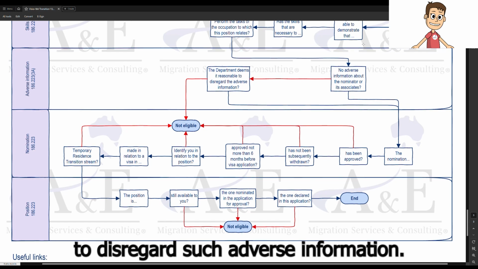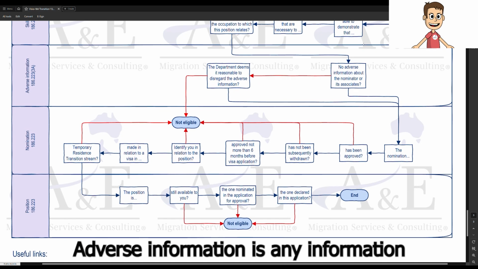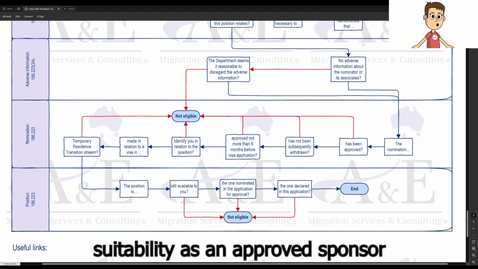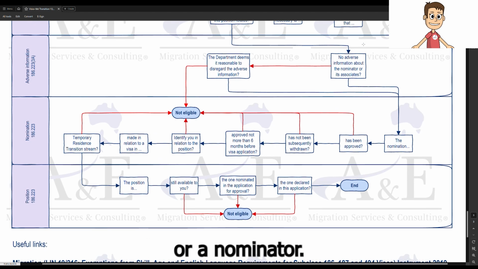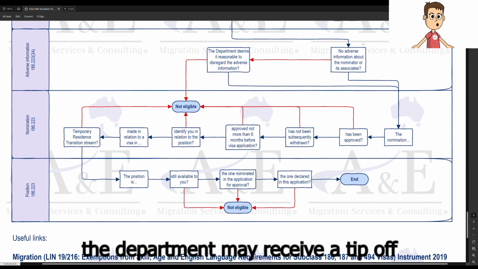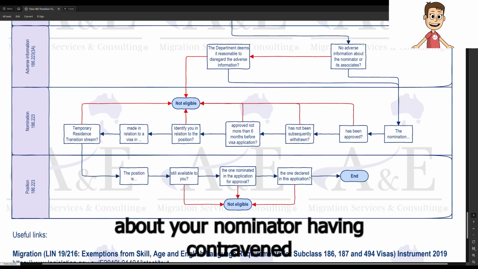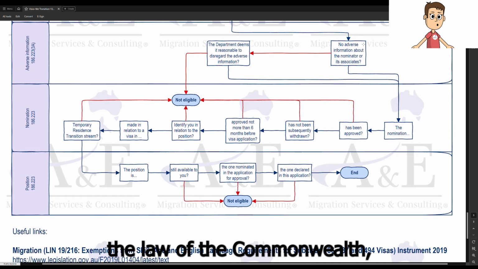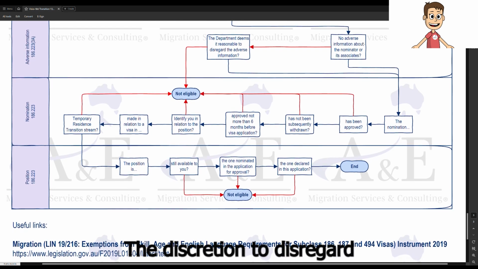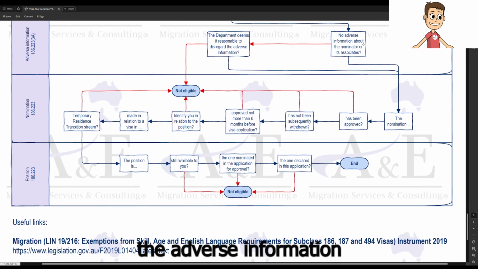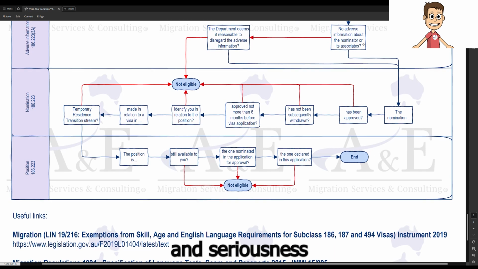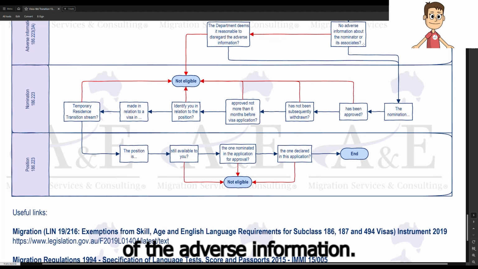There is no adverse information about the nominator or its associates unless the department deems it reasonable to disregard such adverse information. Adverse information is any information relevant in determining a person's suitability as an approved sponsor or a nominator. For example, the department may receive a tip-off about your nominator having contravened a law of the Commonwealth, a state, or a territory. The discretion to disregard the adverse information depends on many factors, for example, the nature and seriousness of the adverse information.